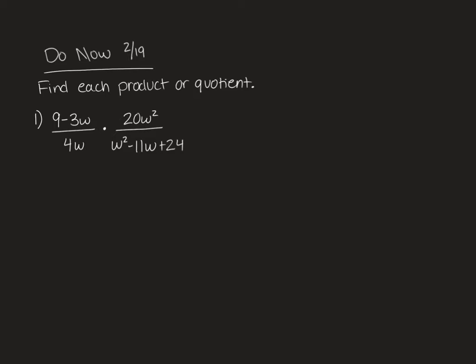So 9 minus 3w, I can factor out a greatest common factor of 3, which will give me 3 minus w. 4w does not factor. 20w squared does not factor. But w squared minus 11w plus 24 will actually factor to w minus 8 and w minus 3. Okay, negative 8 times negative 3 will give a positive 24, and they add to a negative 11.